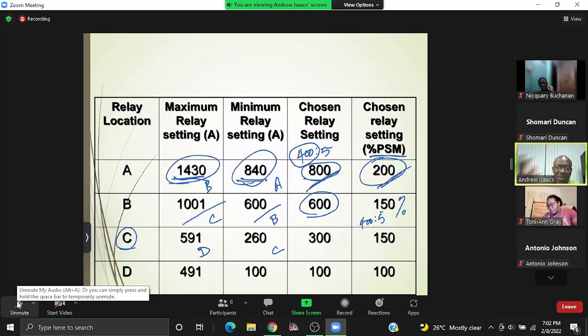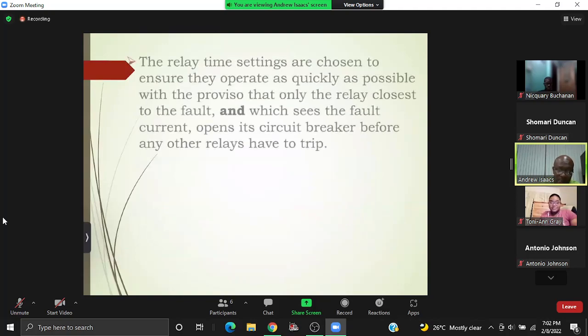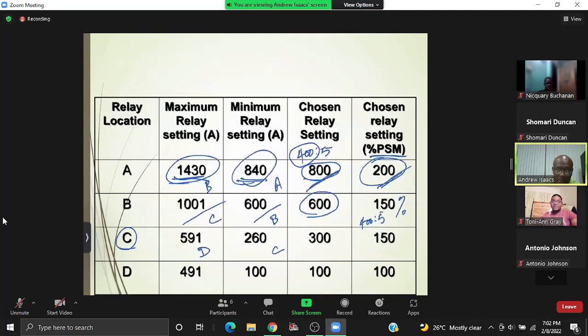Go over it again, spend a couple of minutes with the recording. Well, you're not going to get the recording right now because I'm going home. Yeah, I'll make it available. All right? And then tomorrow we look at the time setting. All right? Have a good one. Okay, sir. You too. All right, take care.